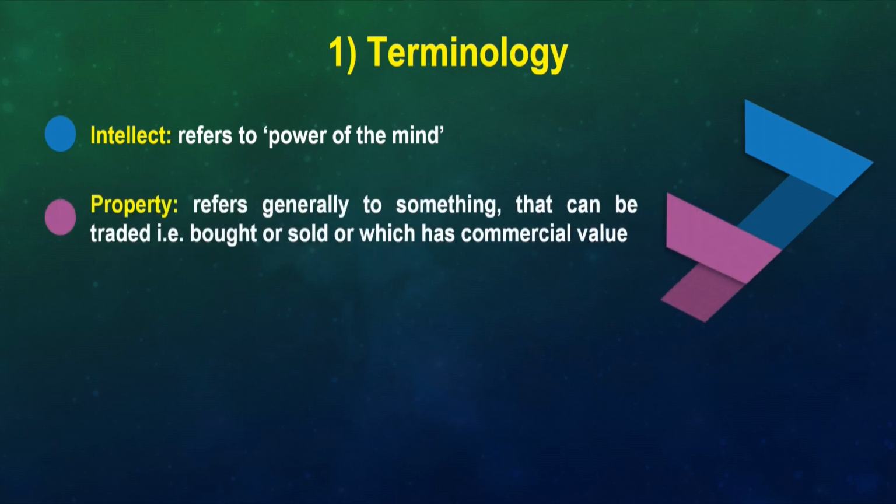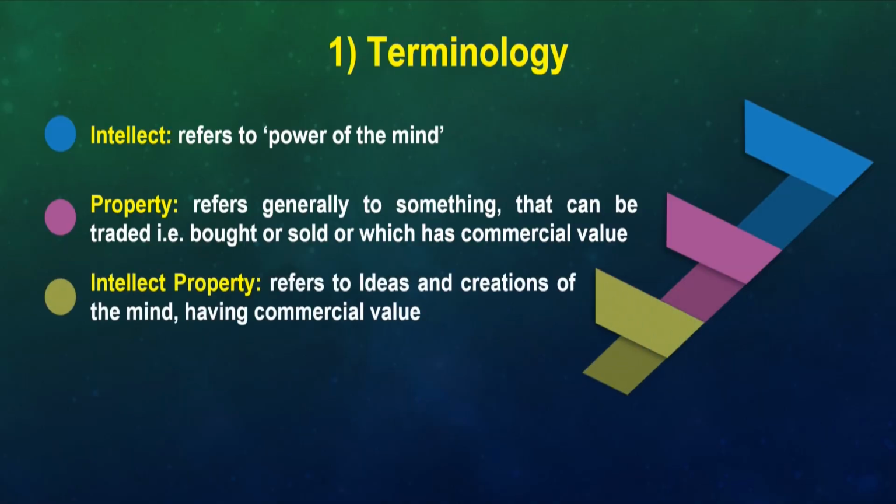Property refers generally to something that can be traded, that is, that can be bought or sold, or in other words we can say that which has a commercial value. So, when we combine these two words, we have intellectual property, which refers to the ideas and creations of the mind having commercial value.